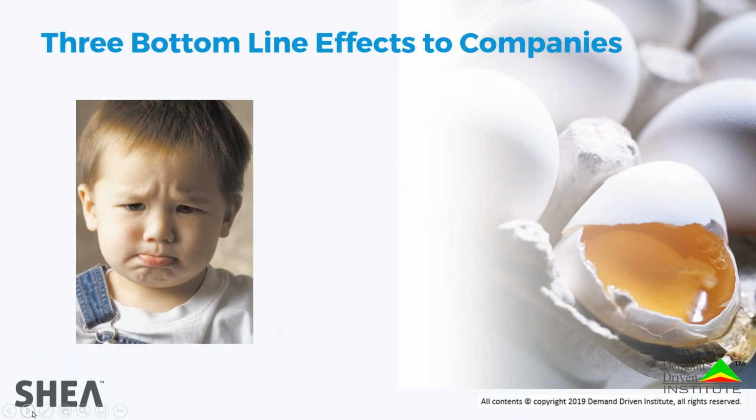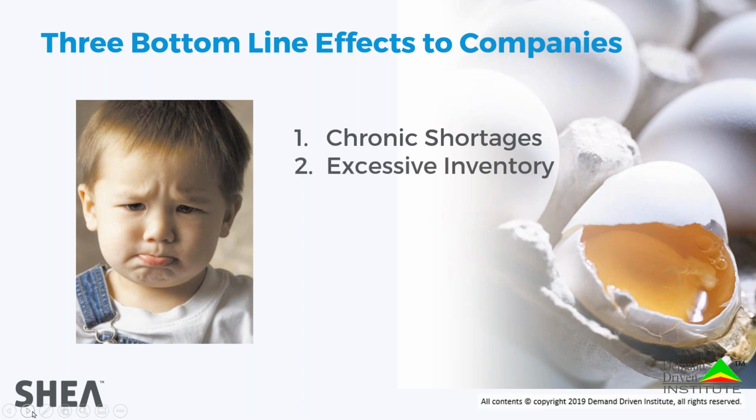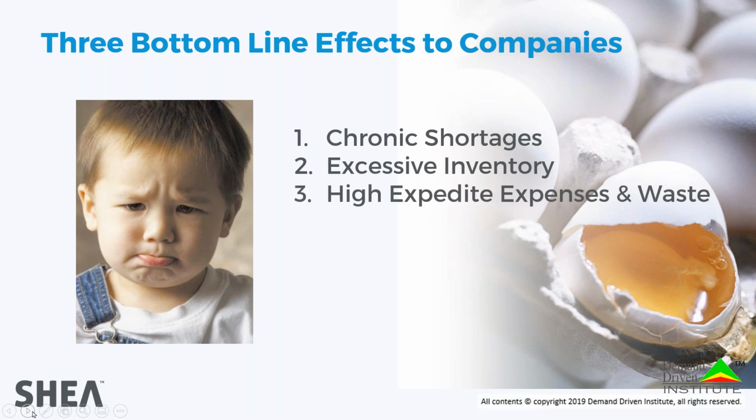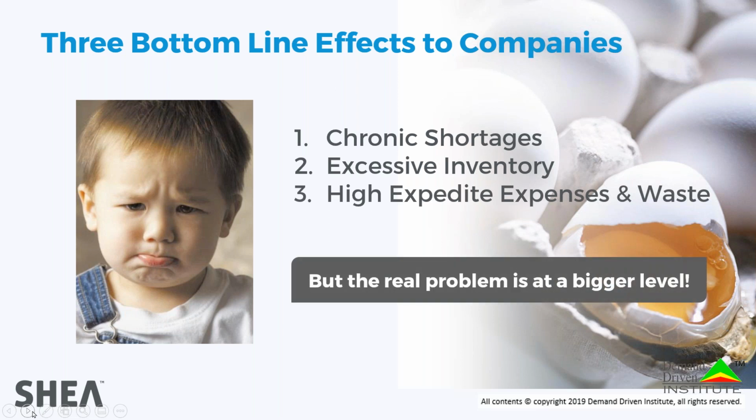And we end up with three bottom line effects to companies, and our controller looks a lot like this little guy. We have chronic shortages. At the very same time, we have excessive inventory. And we have high expedite expenses and waste. These are the symptoms, but the real problem is at a bigger level.